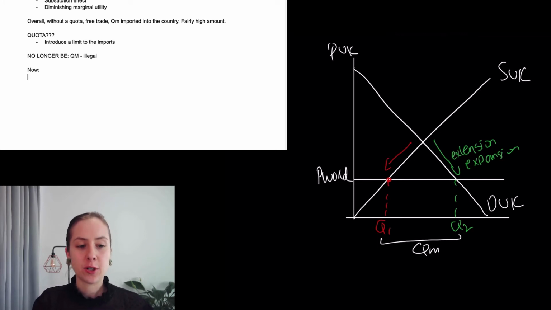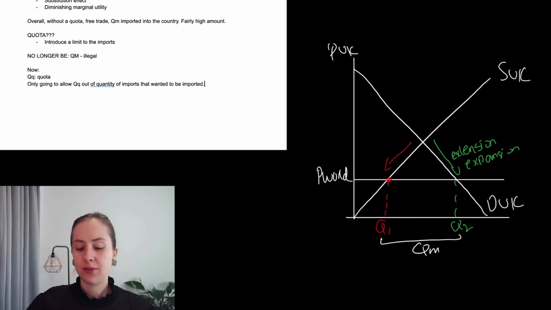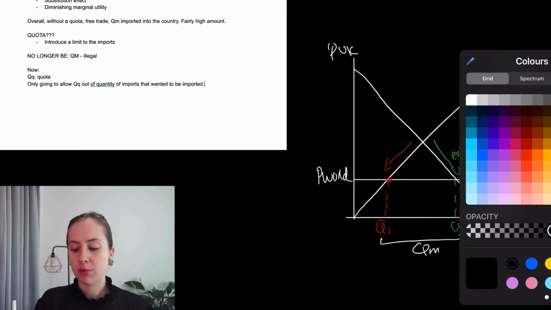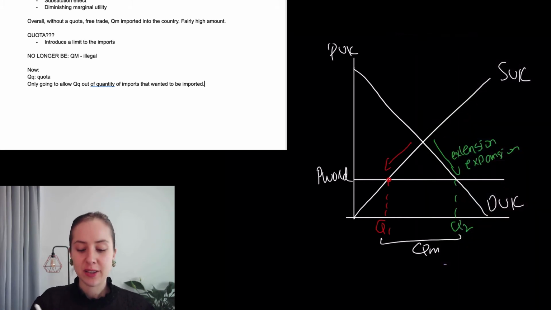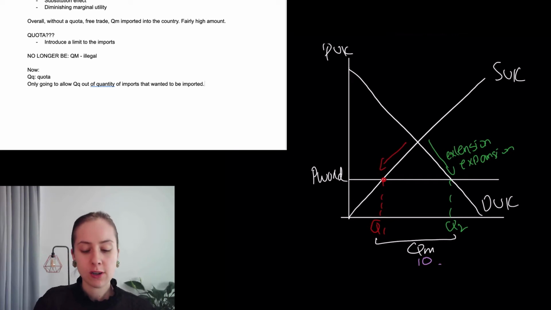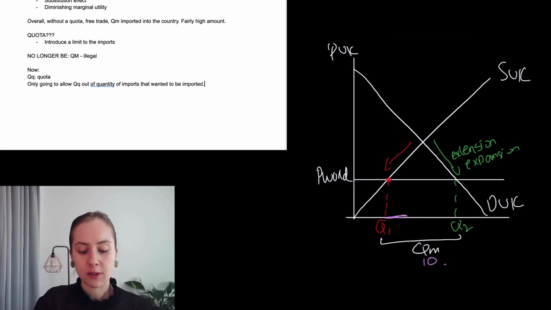Instead, now the government is going to apply a quota, QQ, and is only going to allow QQ out of all the quantity of imports that wanted to be imported. So let's just say QM wanted to be imported, and then the government says, well, okay, I know 10 units want to be imported, I'm just only going to allow 4.